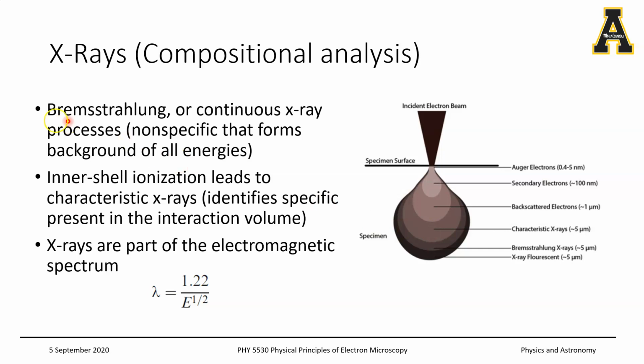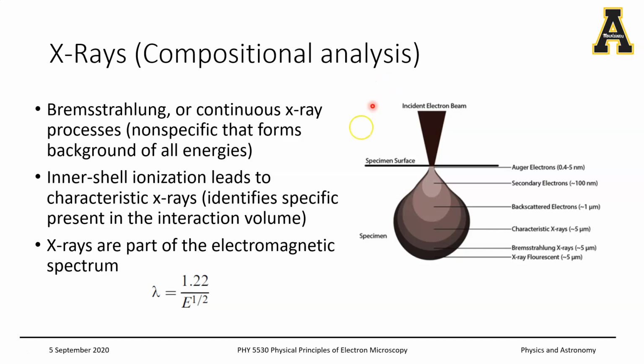Okay, so the Bremsstrahlung, just to recap, are continuous X-rays that are generated. These are non-specific and they generally form a background in the energy spectrum. We are going to delve into this in more detail. And then you have the inner shell ionization process that occurs, which leads to the formation of characteristic X-rays. This is important to do the composition analysis, the elemental analysis, of the material that you're investigating.